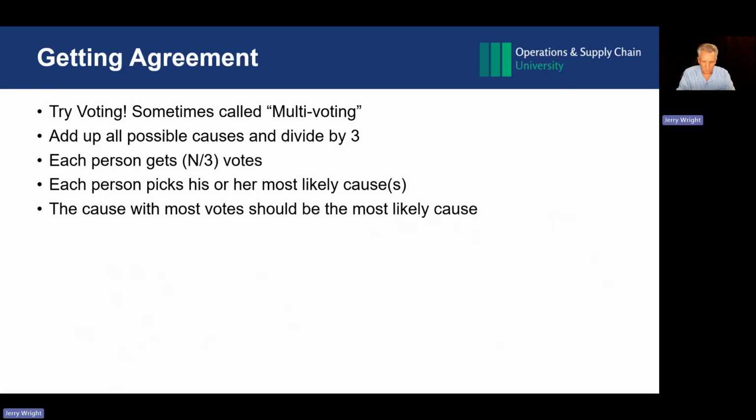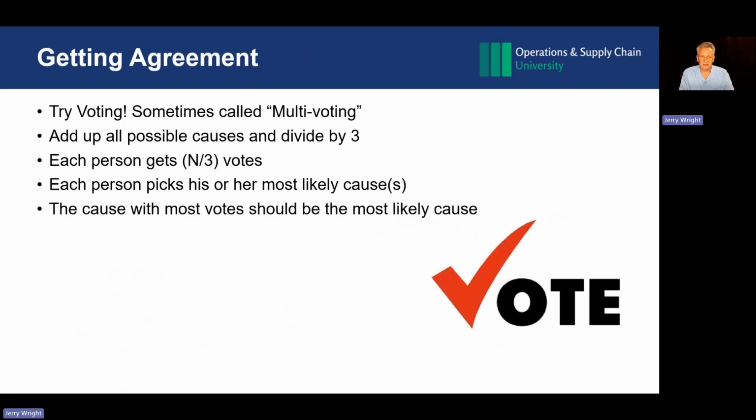I can put all my votes on one, or you can divide them up whichever way you want. The reality is that the cause that has the most votes logically should be the most likely cause. Now, that's not a guarantee, but it's highly probable. And so that's why we do it that way, to get to, I'd say, a democratic way of choosing what we're going to work on as the most likely cause.